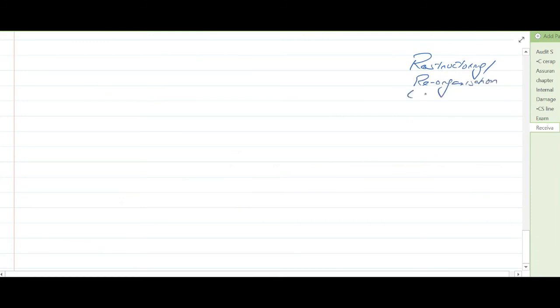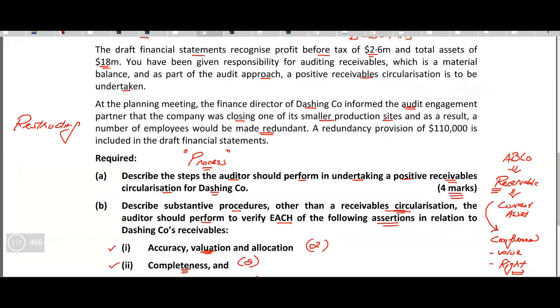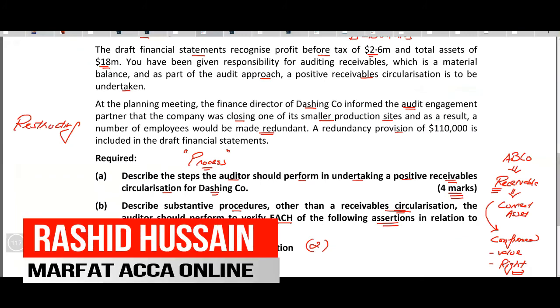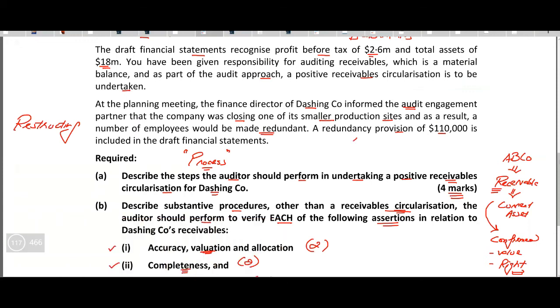And actually this comes under IAS 37, but there's no need to mention this in the exam. You can just write according to the standard. The redundancy provision of 1,10,000 is included. This is actually the severance payments you have to make to the employees, which you have studied in your law paper, F4 paper, severance payments.